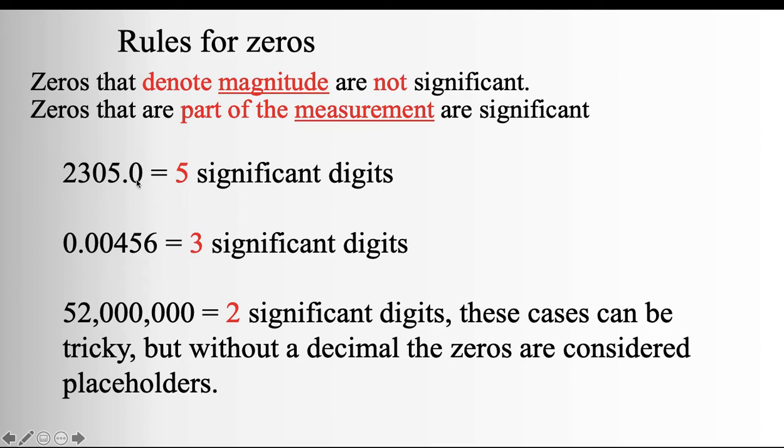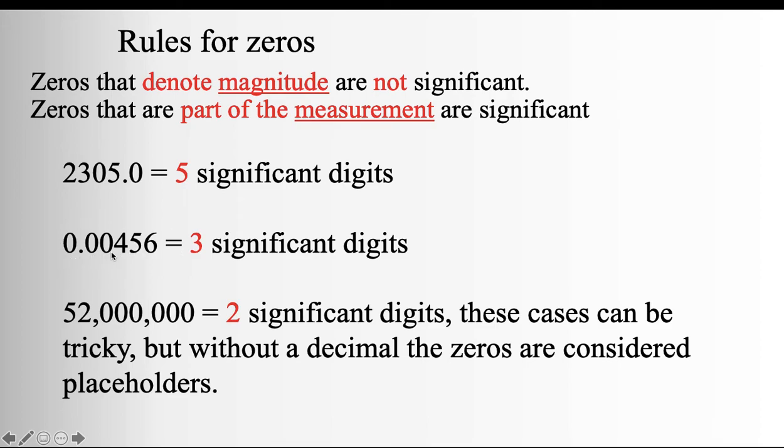Let's look at this one. This one is a zero that is part of my measurement. It's a zero that comes right after my decimal point, which means that it is significant. Therefore, both of these zeros are significant, and this number has 5 significant digits. All of these digits are significant. I cannot drop any of them. Let's look at this example over here.